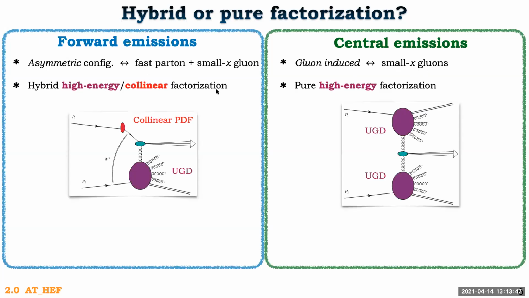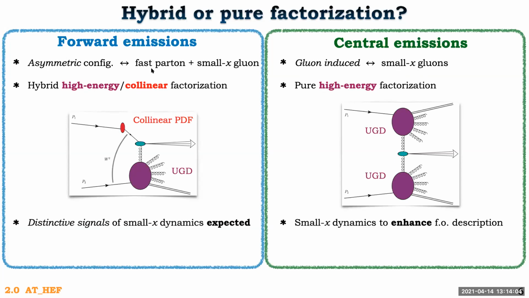And we see this better in the next part of the slides, in which we can combine a hybrid high-energy collinear factorization here, and here a pure high-energy factorization in terms of an integrated gluon distribution, while in this case the fast parton is described in terms of a collinear PDF in red. And here we expect in the forward emission a distinctive signal of small-x dynamics. And here we expect that small-x dynamics is able to enhance the fixed-order description.